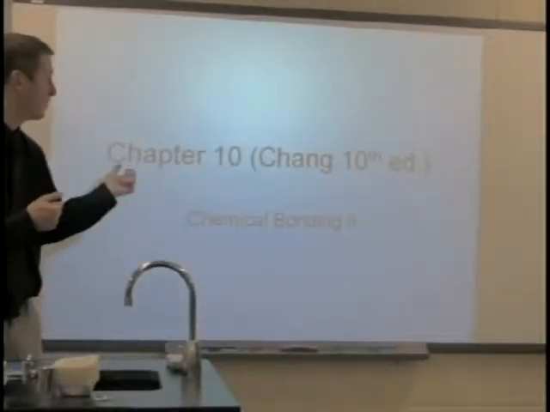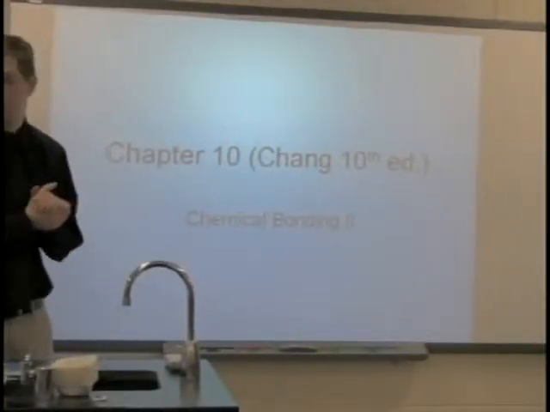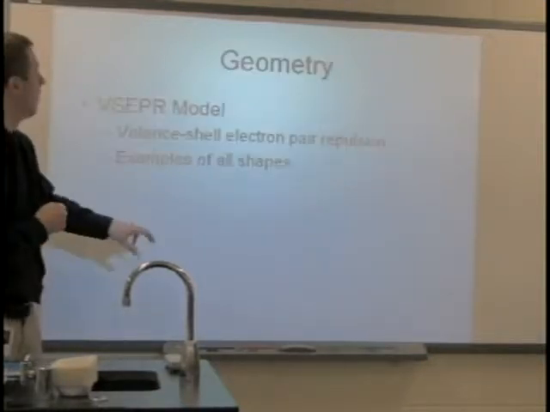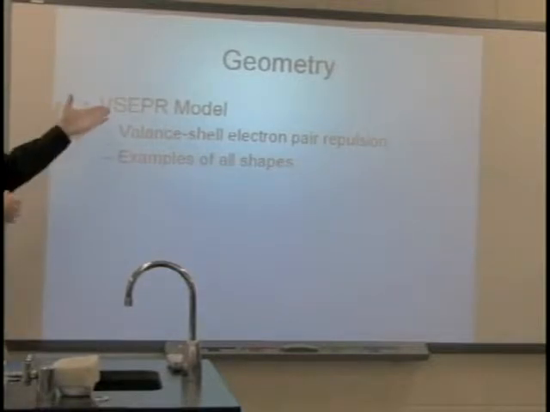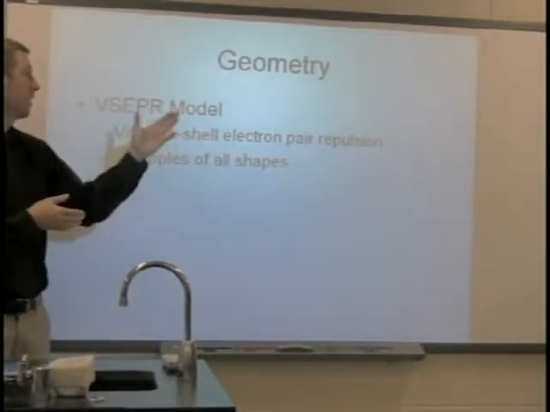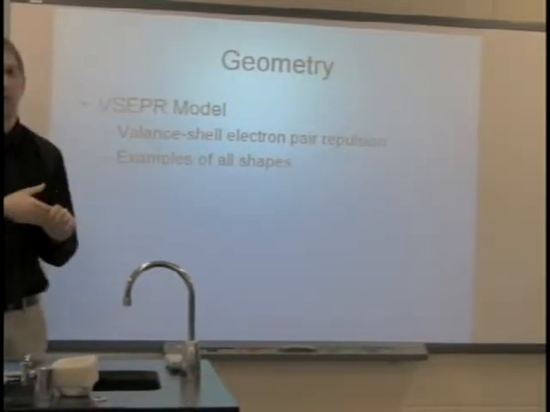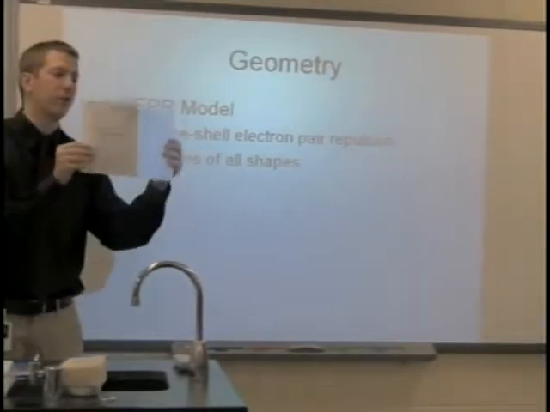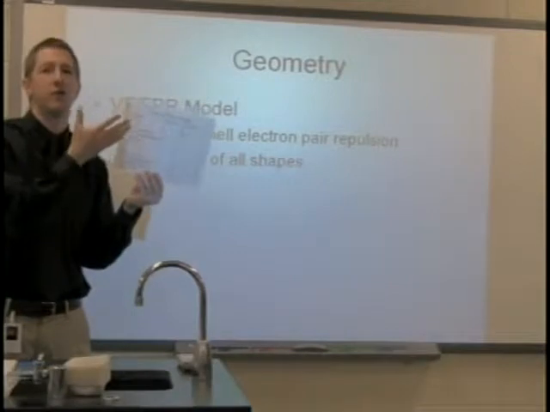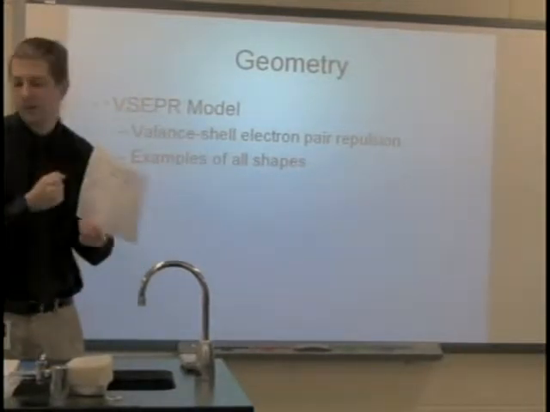So this is chapter 10 for the AP review on chemical bonding, the second chapter of it. To begin with, this chapter talks about the geometry of molecules, referred to as the VSEPR model, valence shell electron pair repulsion. What I'm going to do right now is go over an example of all these with you. Hopefully you will have a table that looks like this as well that goes over all the different shapes. If not, that's something that can be supplied to you.